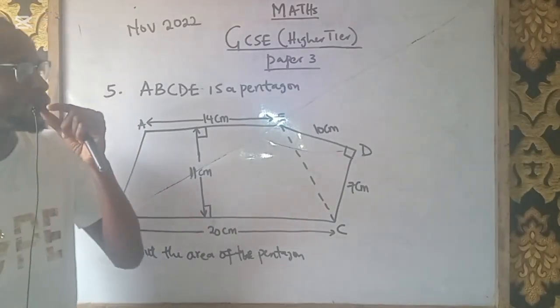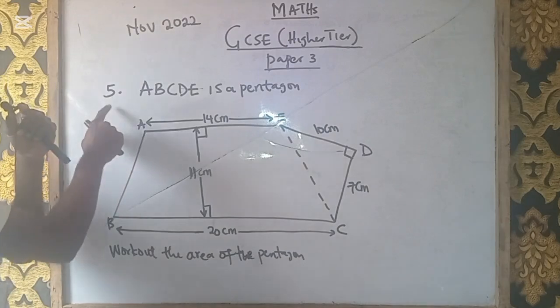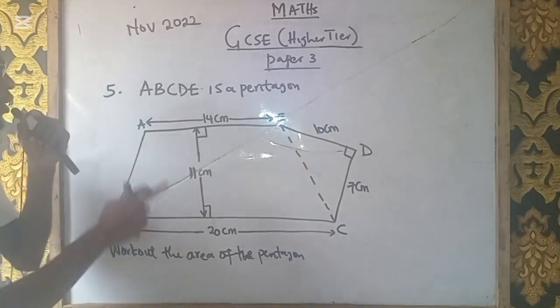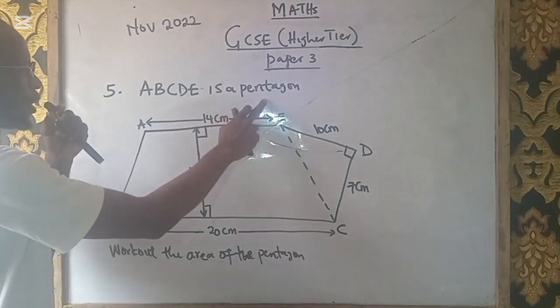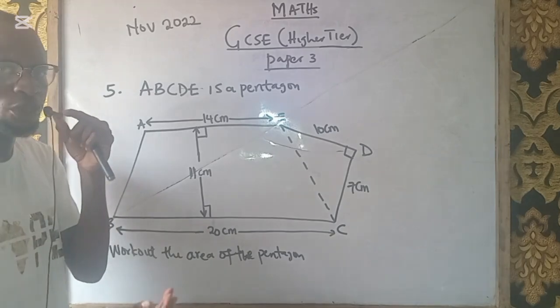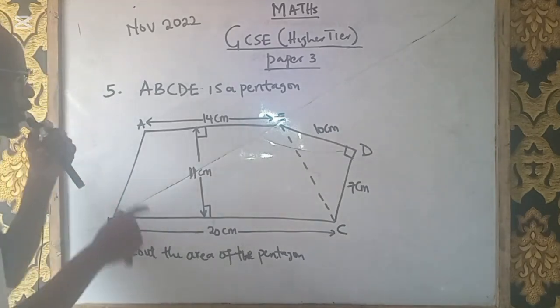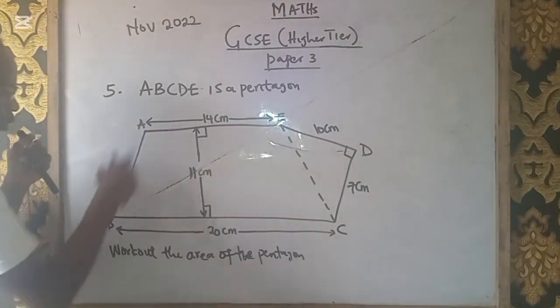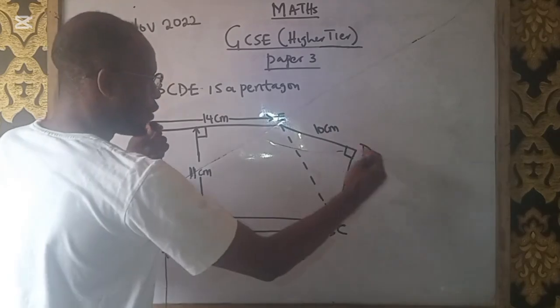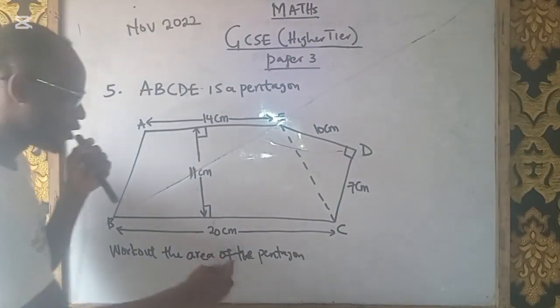So here's another question from the GCE past question, the same year, November 2022, but question 5. We are told that ABCD is a pentagon. So let's confirm from the diagram. A pentagon is a polygon with 5 sides. So let's confirm that: 1, 2, 3, 4, and 5. So that's truly what a pentagon is. Work out the area of the pentagon.